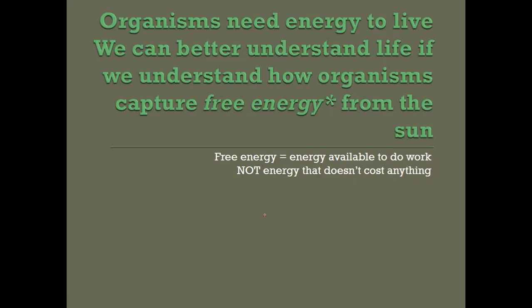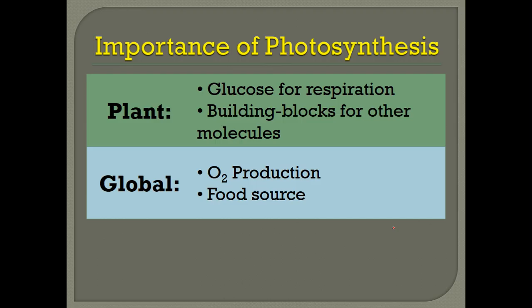Alright, so big picture guys, organisms need energy to live, and we can better understand life if we can understand how they harness this free energy from the sun. I'm highlighting that term because you're going to see it in the AP Biology text. If you look up the learning objectives or certain test questions, they'll mention free energy. That means energy in a system that's available to do work, aka sunlight and heat. Those are the two big ones, so when you see free energy, think light and heat.